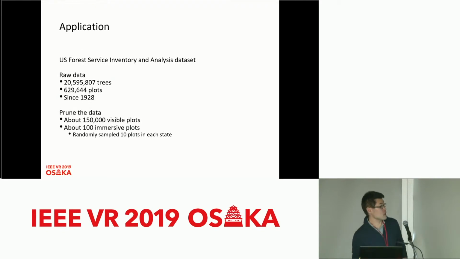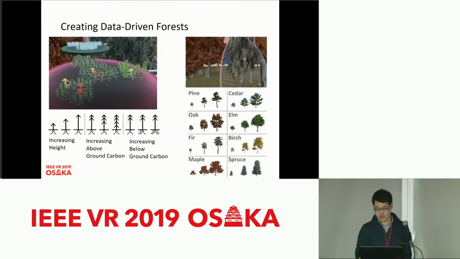So we have applied these techniques to the US Forest Service Inventory and Analysis data set. In our system, you can compare about 100 forests across the US. And from the data, we construct this realistic forest shown in the immersive view, as well as the data glyphs shown in the WIM. Species, height, above and below ground carbon contents are mapped to the data glyphs. The placements of the trees in the forest is also data-driven.